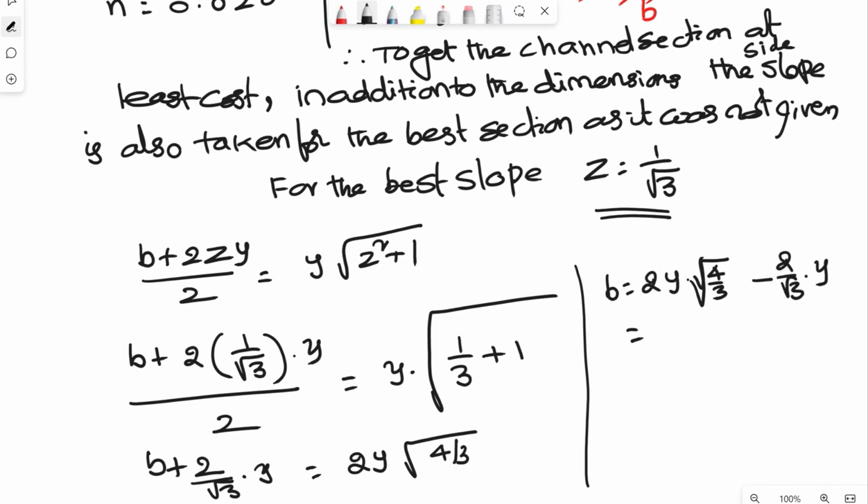So if you do all the things, then finally this will be equal to 2 by root 3 y if you work it out. So b is equal to 2 by root 3 into y. So kindly, this is your first step.